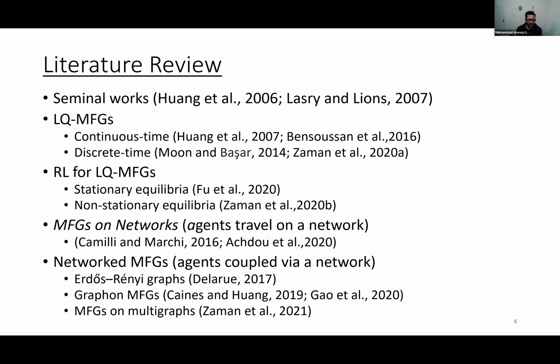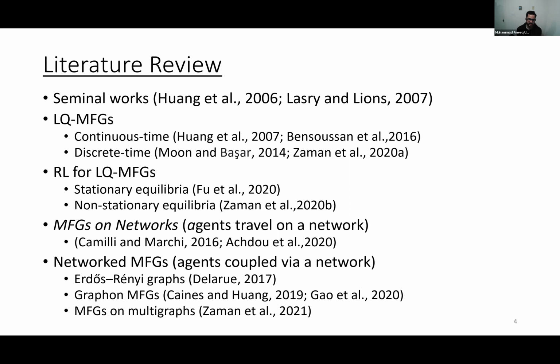Then I move on to mean field games over networks, and there are two kinds of research areas which people have worked on. The first one I call mean field games on networks, which is basically when the decision-making agents are traveling over a network. There are a couple of works by Camilli and Marchi and Aktu, and you can think of it as a flow of infinitely many agents, or a distribution of agents, over a network like a road network.